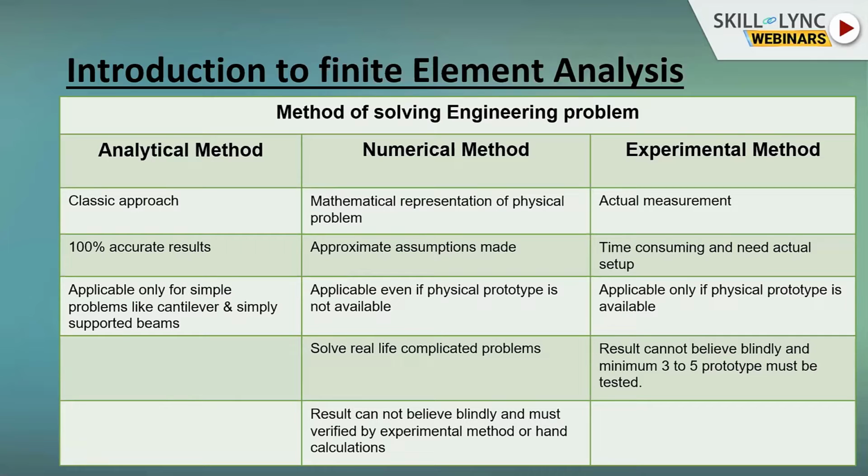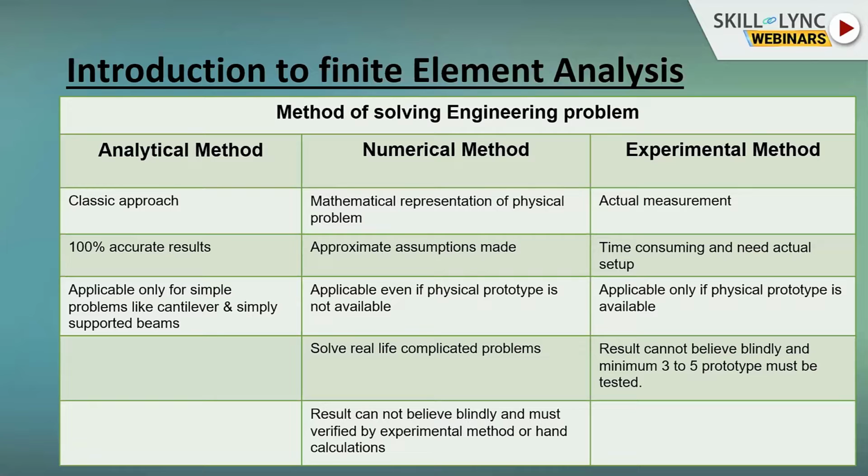Second method is numerical method. In numerical methods, what we do is a mathematical representation of the physical problem. Then it's an approximate assumptions model. It is applicable even if a physical prototype is not available. When we say it is an approximate assumptions model, it means there are assumptions which we take into consideration, like material or boundary conditions, but those assumptions are very close to real life problems. So in that case, though we have some assumptions, we can still trust those results.